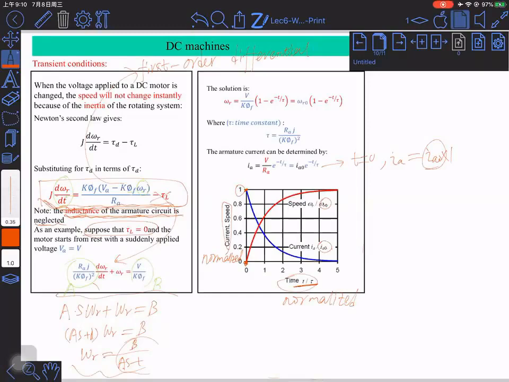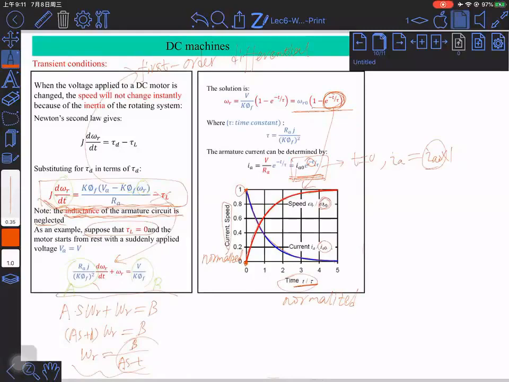Now, as time goes on, because we have two exponential curves, one is the current that is exponentially decaying, obviously from the minus t over tau in the power here. You can see it's exponentially decaying, and it keeps on decaying like this. For the speed, it is exponentially increasing. Why? Because it is one subtracting this exponentially decaying part. So it's going to be exponentially increasing until it reaches the rated speed.